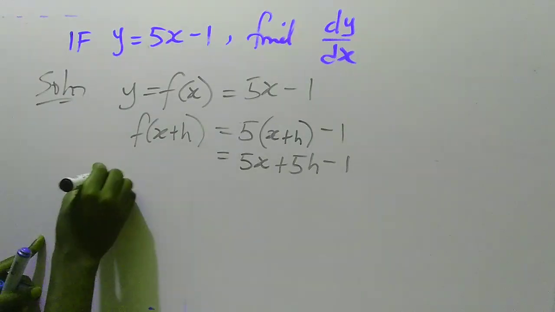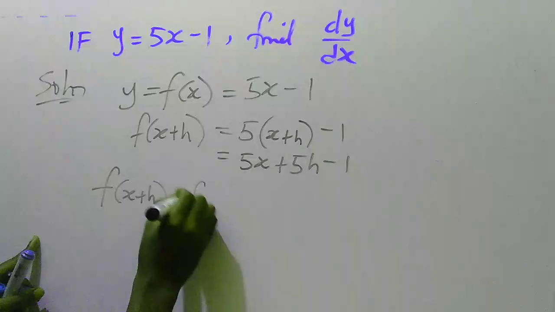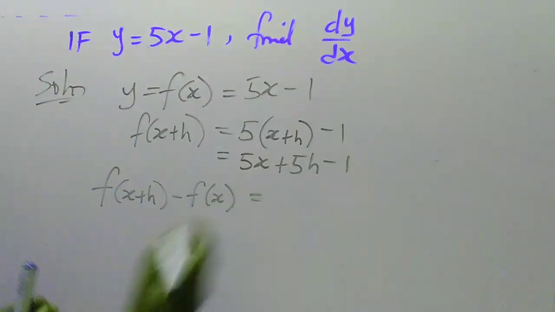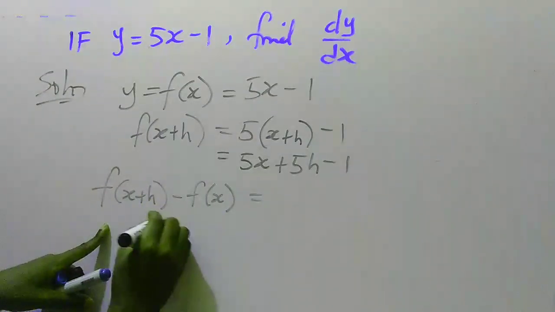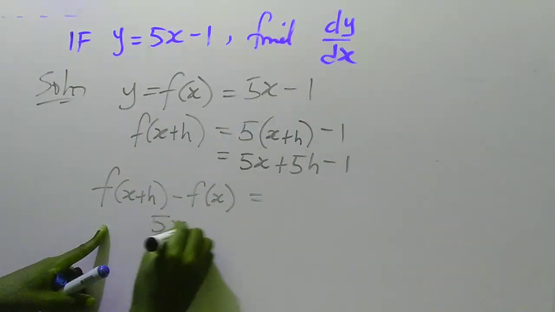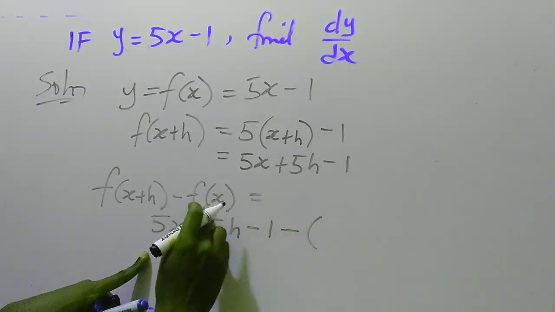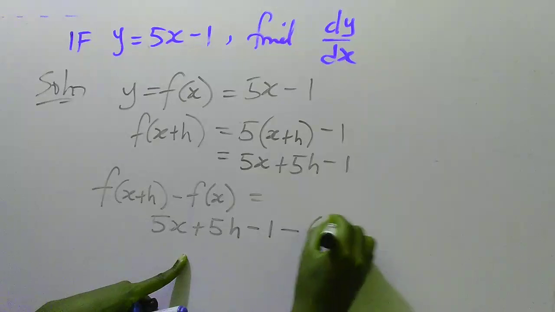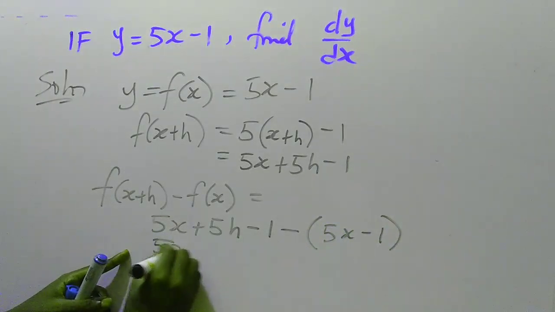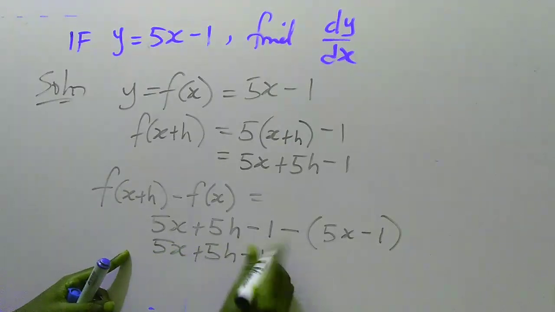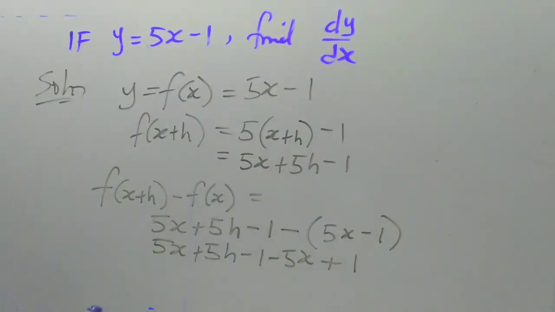And then next we get their subtraction, f of x plus h minus f of x. So let's do their subtraction now. f of x plus h, that is 5x plus 5h minus 1 minus f of x, 5x minus 1. And then if you expand this, minus times this, minus 5x, minus times this, plus 1.